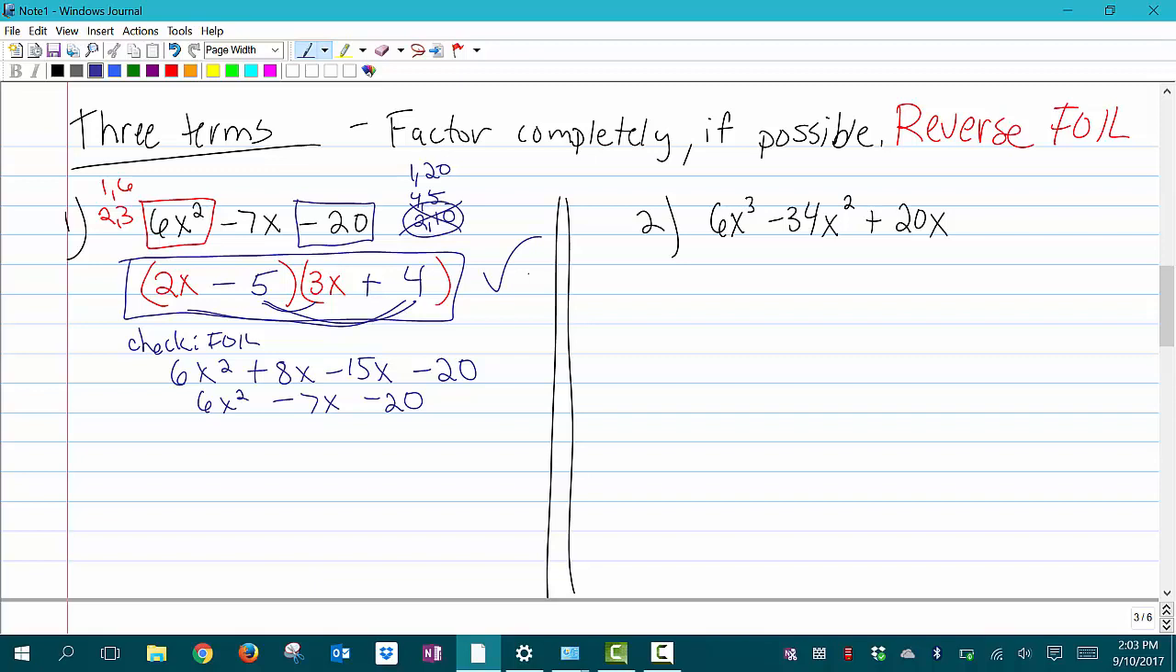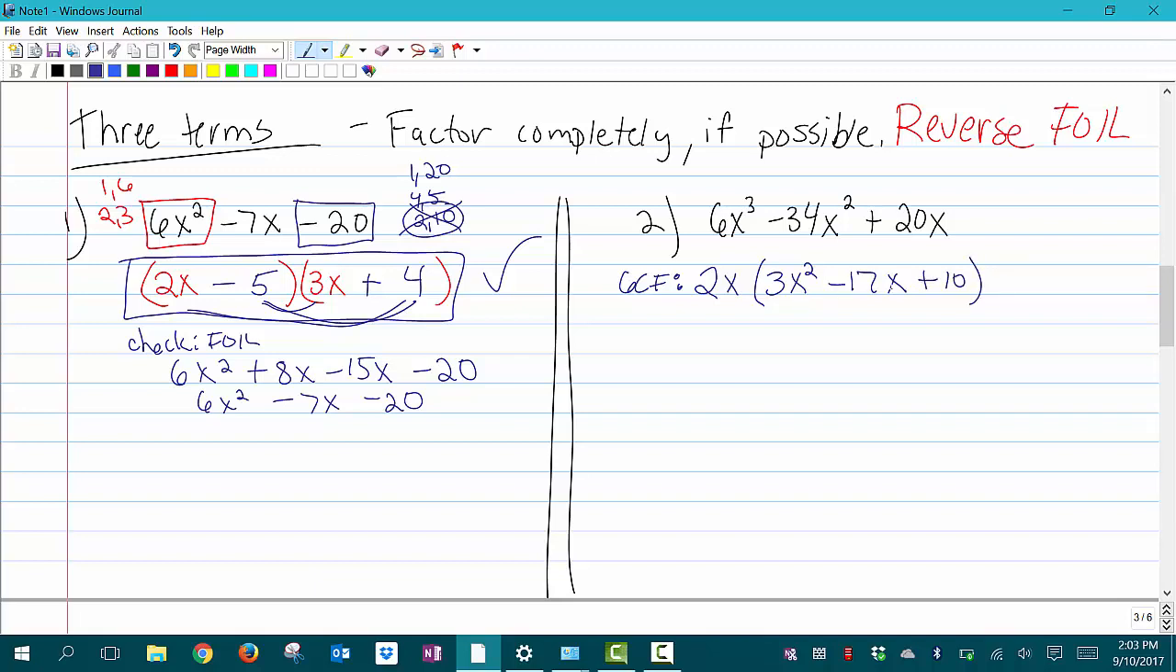On the second problem, we have 3 terms, but the first thing that I always want to do is take out the greatest common factor. Each number is divisible by 2, so I will pull out a 2. Each term also has an x common, so I will pull out a common factor of x. I will divide out each of these terms by 2x. That leaves me with 3x squared minus 17x plus 10.